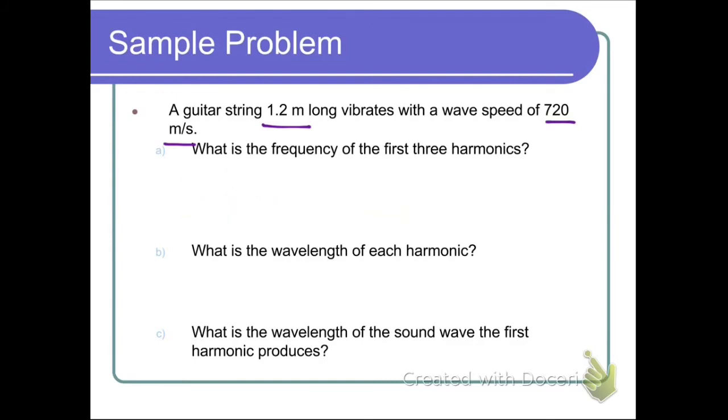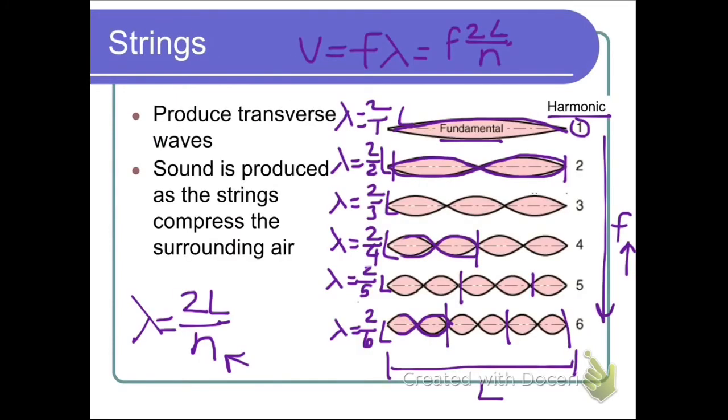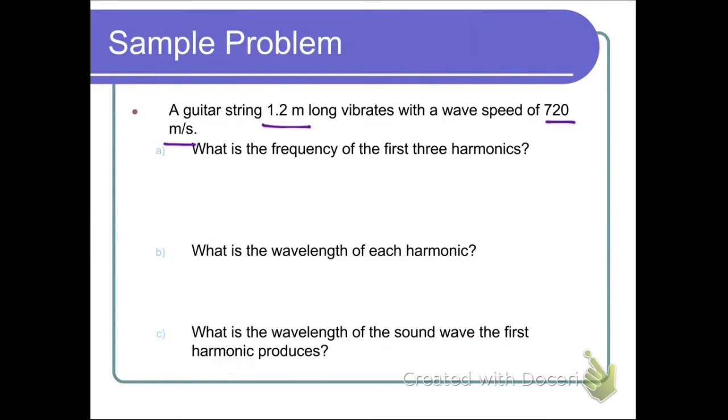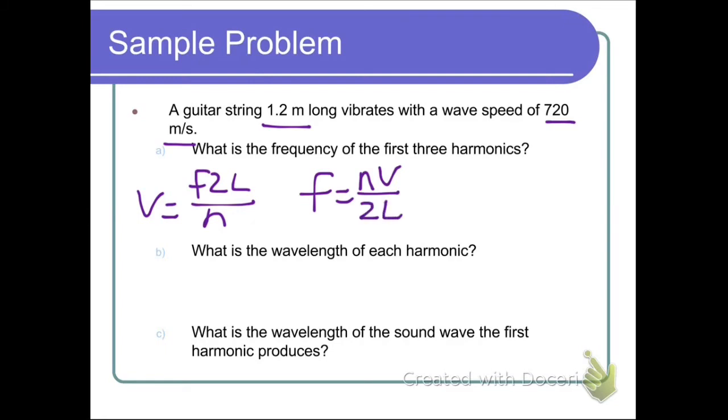So let's go back for a second. If velocity is equal to F2L over n, right? I think I just did my algebra wrong. So if velocity is equal to F2L over n, then what is frequency equal to? Sorry, so frequency is equal to NV over 2L. So there we go. That makes a little bit more sense to me. So NV over 2L. I just had it backwards. I did my algebra wrong, and I apologize for that.